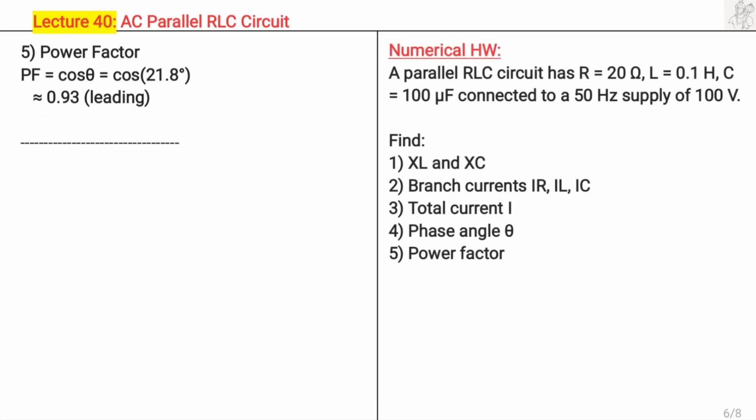On the same terms, try to solve this numerical where a parallel RLC circuit is given where R is 20 ohms, L is 0.1 Henry, capacitance is 100 microfarads, connected to a 50 Hz supply of 100 volts. So you have to find out all these entities. So try to find out these and post your answers in the comment box.